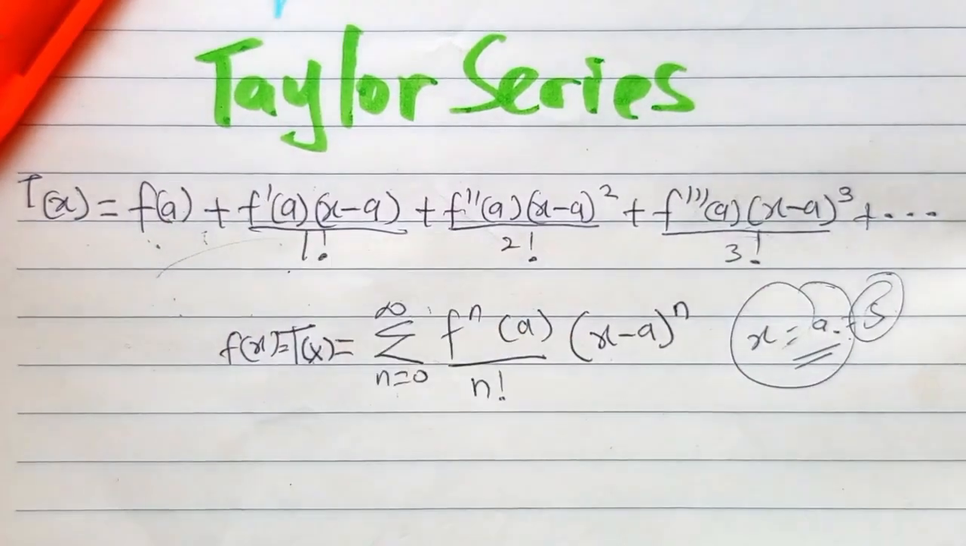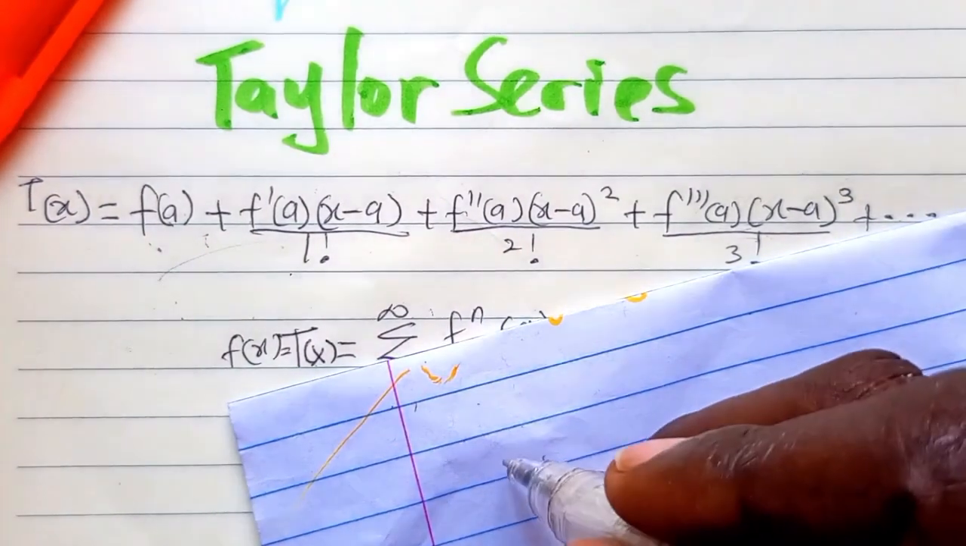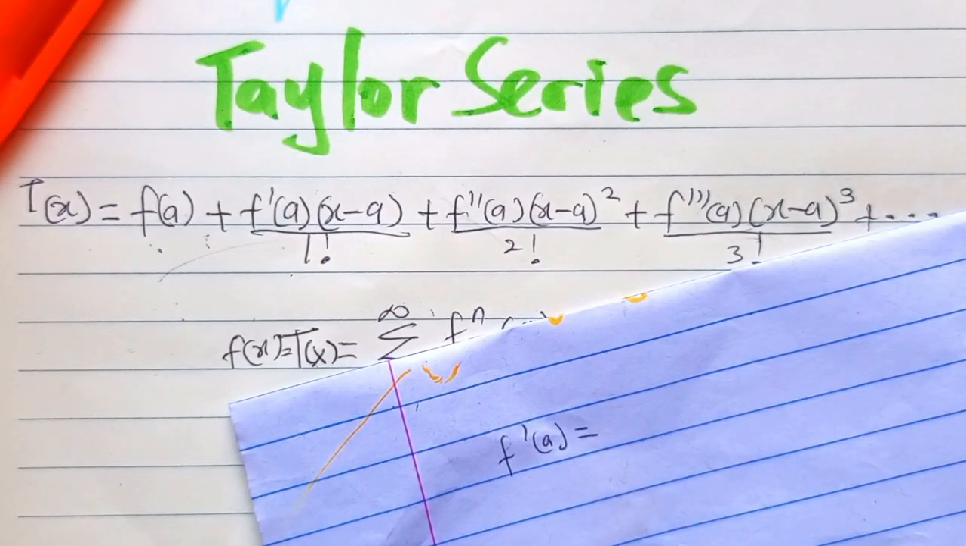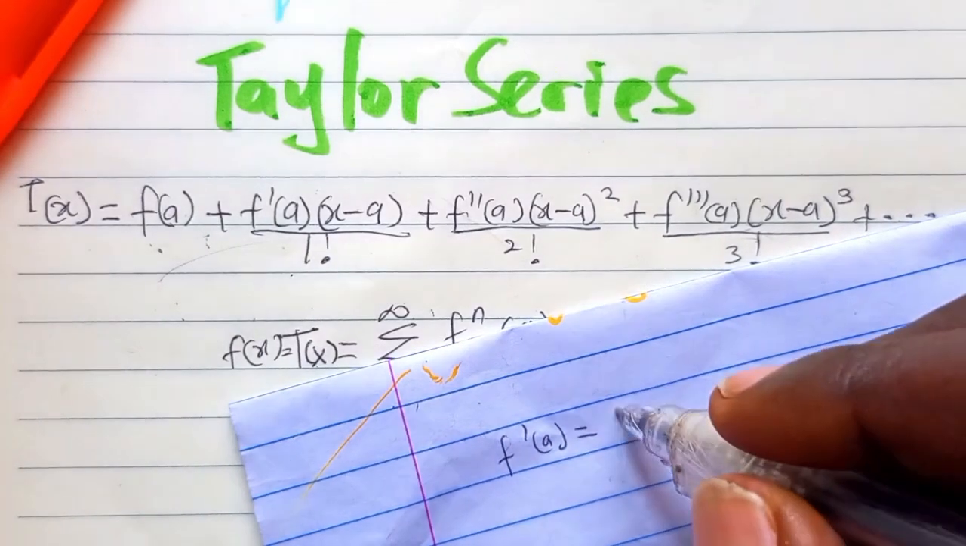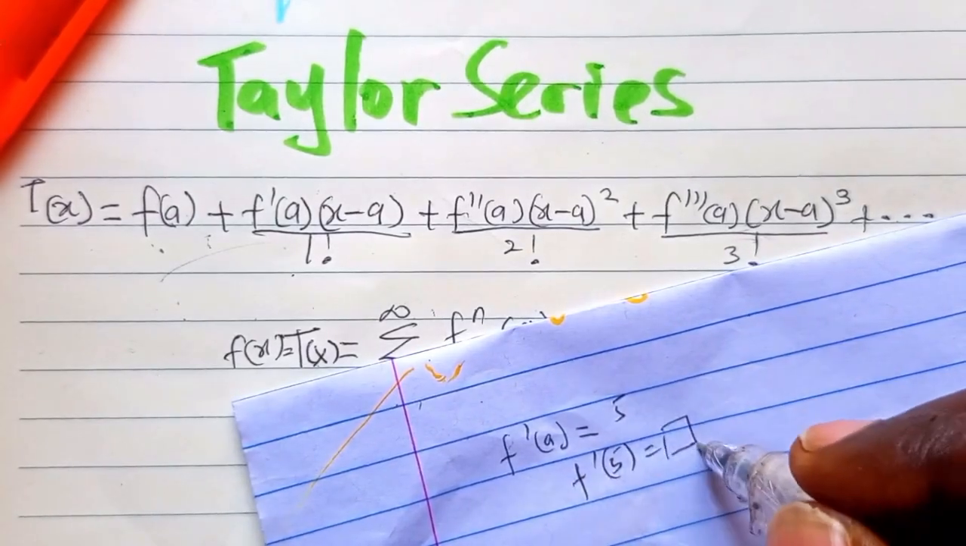Then f prime of a means the first differential. That means you need to differentiate that function once. So f prime of a stands for the first differential. You differentiate once. That's f prime of a. Then you put in the value that you are given in the question. Maybe you're told to evaluate at 5. So that will be f prime of 5. Then you get a particular answer there.